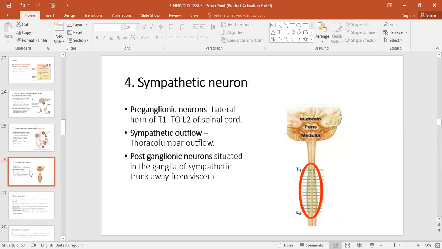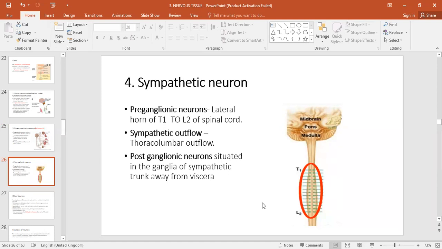Sympathetic neurons, their origin is different from parasympathetic. The origin of sympathetic is within the chest region, which we call thoracic, and the lumbar region. So in terms of origin, sympathetic is called thoracolumbar. Thoraco meaning thoracic region, lumbar meaning lumbar region.